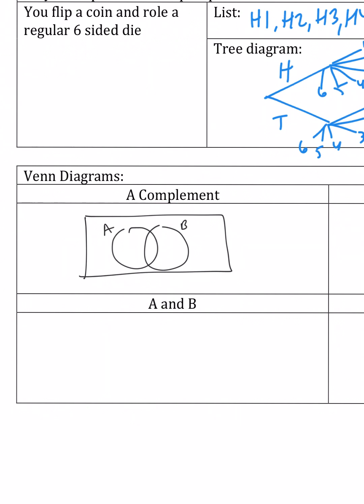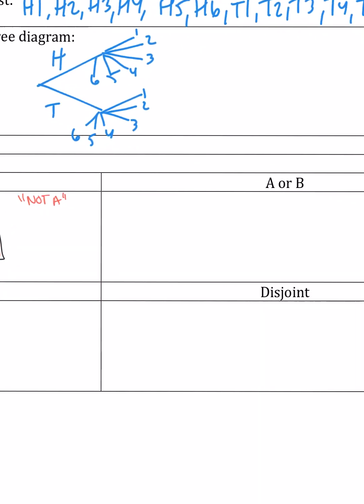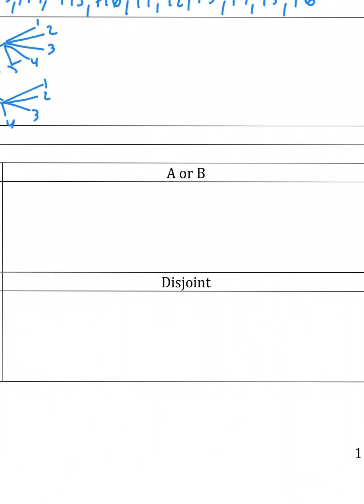So let's look at A complement. Remember, A complement means not A. So what does that look like when we shade the Venn diagram? It looks like everything but A. I know this is not the most beautiful, I'm sorry. There's A complement. Knowing how to draw and shade a Venn diagram is super important in this section and is definitely something we'll continue to work on. Let's look at what A or B looks like.